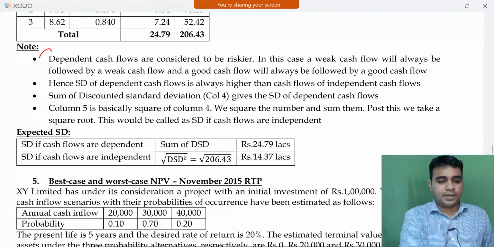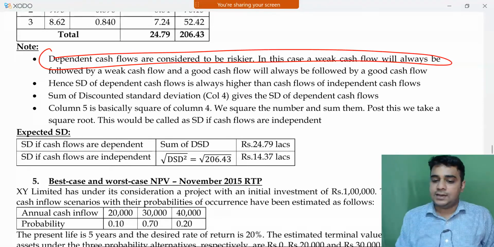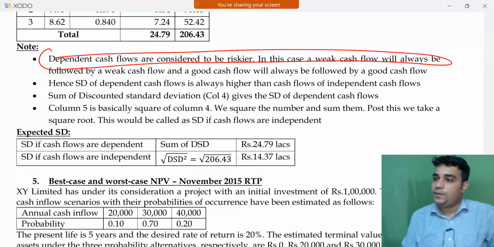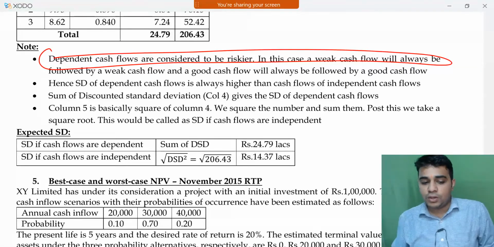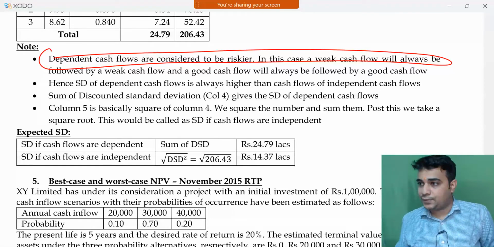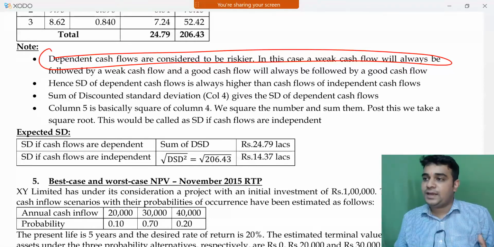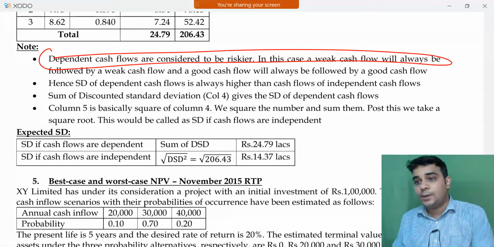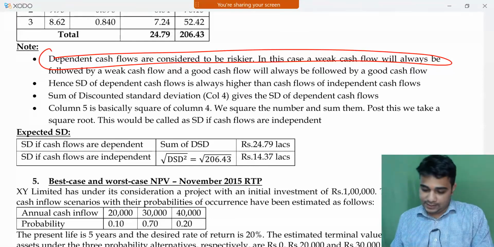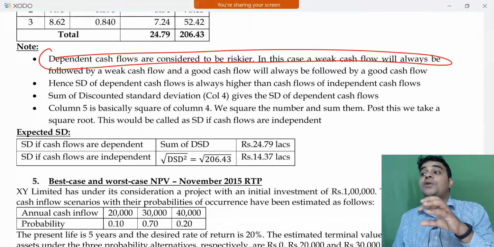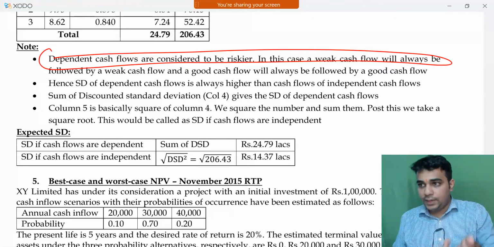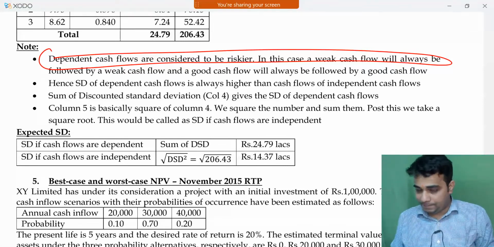Dependent cash flows are considered to be riskier. In this case, a weak cash flow will always be followed by a weak cash flow, and a good cash flow will always be followed by a good cash flow. The problem is, if I get into a weak cash flow, I will be suffering continuously. Whereas if it's independent, you have a hope for recovery. Good, bad can keep happening.